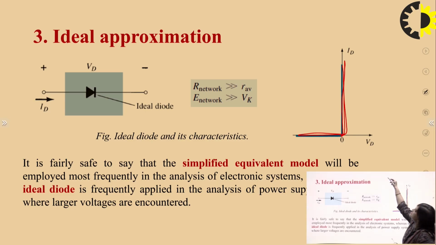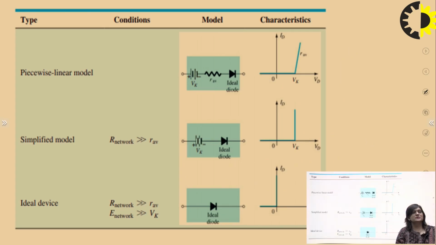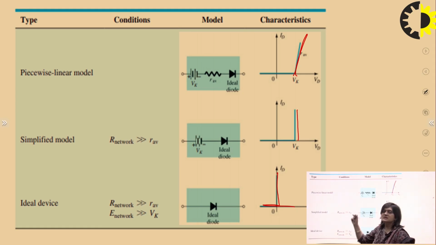In the first case the characteristic was like this. In the second case, it has become like this, and in the third case, it has become like this. So these are the three models that we can use for analysis purposes. Here we can see this is a slant line, this is a straight vertical line, and this is the line that passes through the origin 0. Here, for the ideal device, R network is greater than RAB. Here E network is greater than VK. Here R network is greater than RAB.